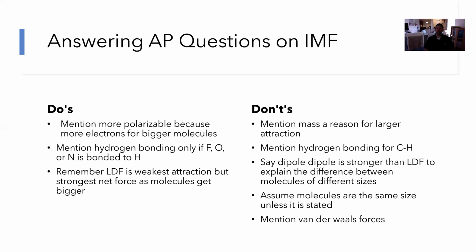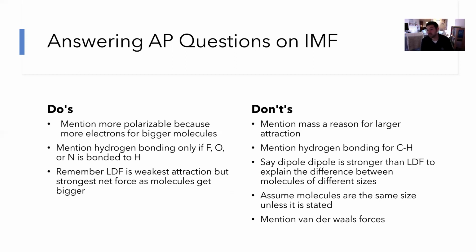Don't mention hydrogen bonding for CH. If they show you a molecule with CH and you say, okay, it has hydrogen bonding, the reader will stop. You have already lost the points. It is over. So do not make that mistake. We will see a lot of structures with CH. Those are our organic compounds. They are not hydrogen bonding. They are not polar molecules, CH bonds.